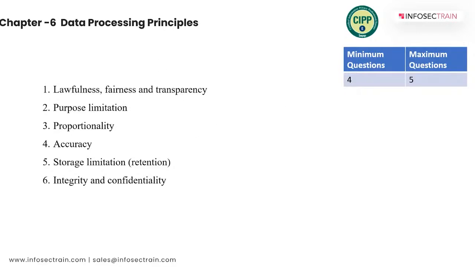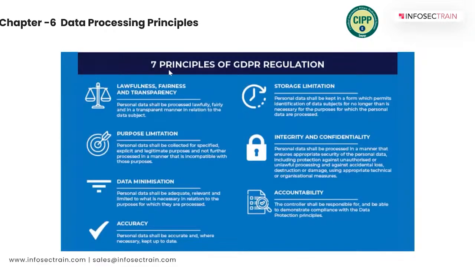So in GDPR, we have 6 important principles. Which is lawfulness, fairness, and transparency, purpose limitation. There are actually 6 principles and there is one principle which is an embedded part of the data privacy framework, which is accountability. So the 7 principles which you need to understand in depth are lawfulness, fairness, and transparency, purpose limitation, data minimization, accuracy, storage limitation, integrity and confidentiality, and accountability. I'll be giving a lot of examples to understand each of these principles one by one.